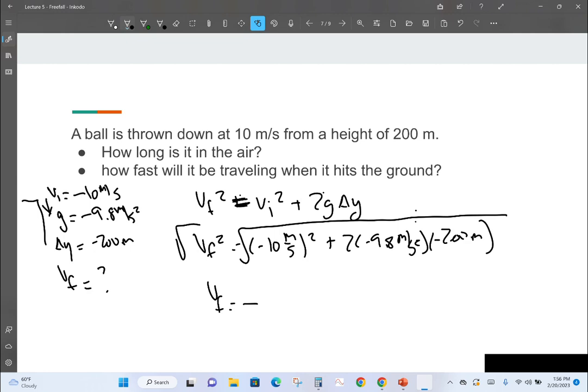Take the square root of all that. I'm getting 63.4 meters per second in the down direction. So notice it is a little higher, right? And it is not 0.